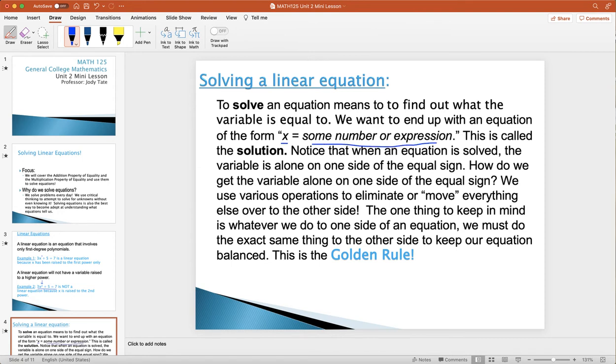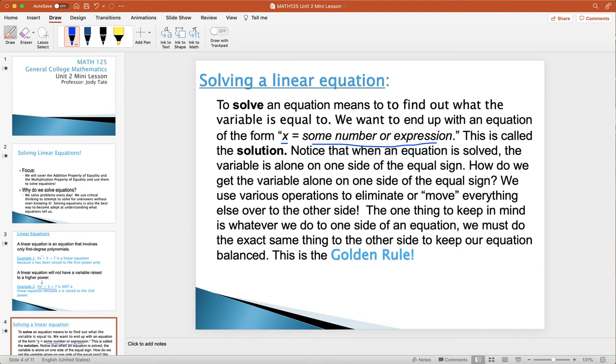So the big question is, how do we get that variable alone? And so we're going to use two operations in this mini lesson to either eliminate or move everything else over to the other side. And the one thing we want to keep in mind is when we're solving an equation, whatever we do to one side, we must also do the exact same thing to the other side. And this is what I like to call the golden rule.